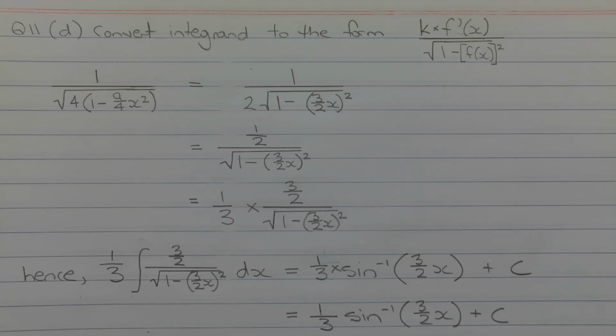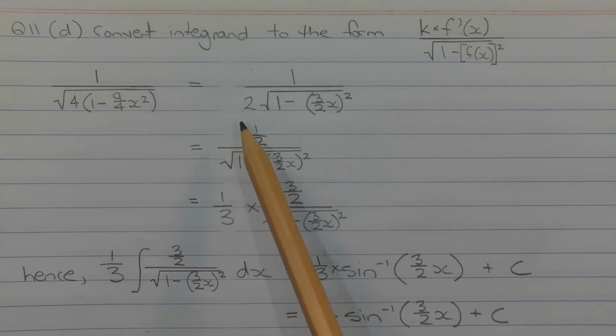Now the next step, I'm going to do two things at once. I'm going to take the 4 outside of the surd, and when we do that, we take the square root of 4, so it becomes 2, and it appears here. Also, I'm going to write 9 over 4 x squared, recognizing that 9 is a square number, 4 is a square number, and x squared is a square number. So we can write that as 3 over 2x all squared. So the integrand is 1 over 2 times the square root of 1 minus 3 over 2x in brackets squared.